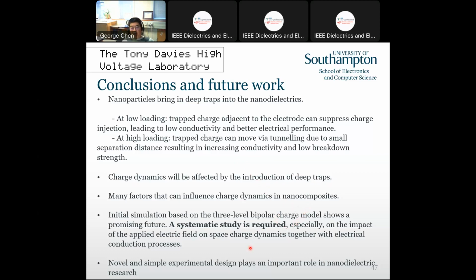And one thing I want to also emphasize is that sometimes you don't need to resort to complicated experimental tools, and sometimes a simple experimental design plays an important role in the research. An example is where we combine the surface potential and the PEA technique, and that allows us to have a better understanding of the charge dynamics as well.